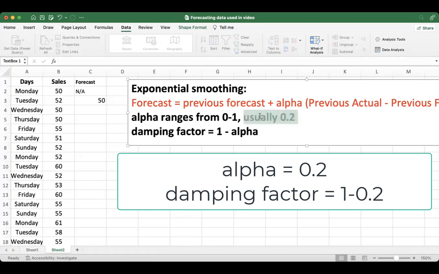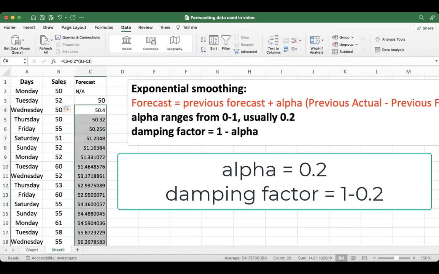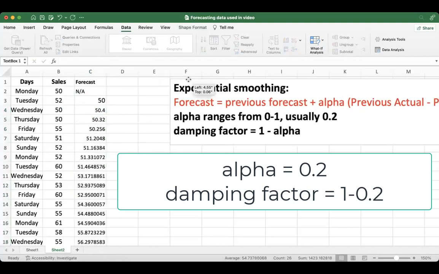Usually we take 0.2, and then alpha will be multiplied by the difference of previous actual sales value minus previous forecast. So let's do it here: is equal to previous forecast, which means this 50, plus alpha 0.2, and that will be multiplied by the difference of previous actual minus previous forecast. Okay, I accept this change, and then we have this one. So this is called exponential smoothing.